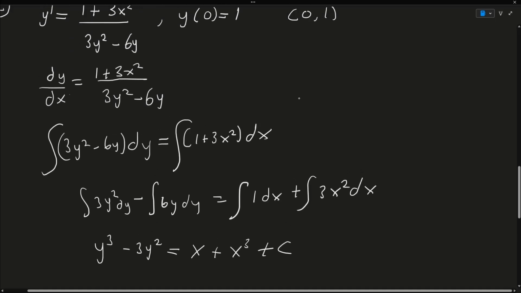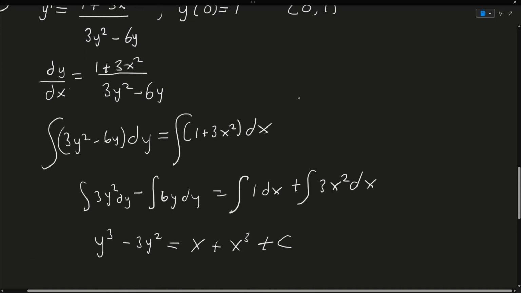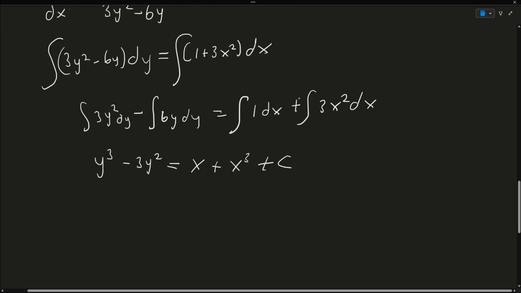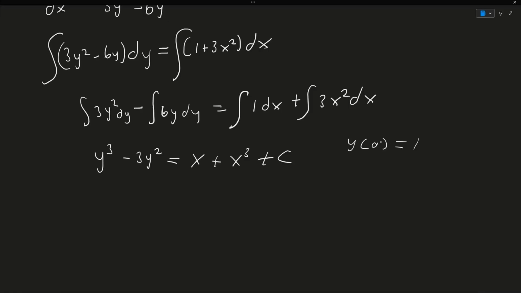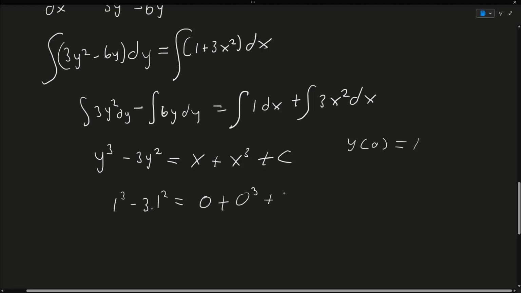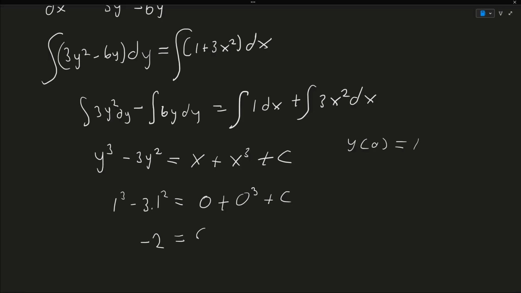Awesome. And now is the best time to apply the initial condition where at 0 we are at 1, so y of 0 equals 1. So anytime you see a y, plug in 1. Anytime you see an x, plug in 0. So we would have 1 cubed minus 3 times 1 squared equals 0 plus 0 cubed plus c. And on the left hand side we're going to have negative 2 equals c. So our particular solution would involve c being equal to negative 2.